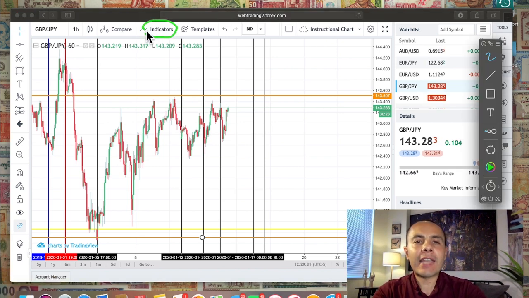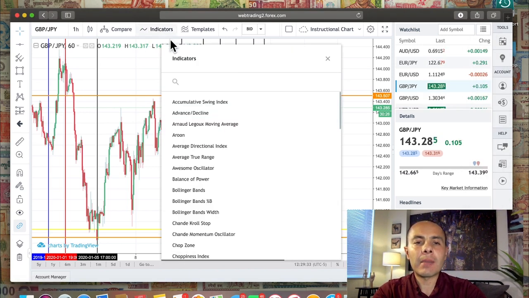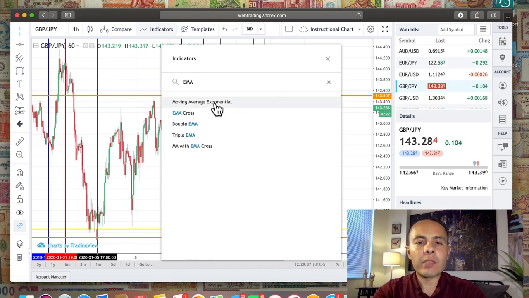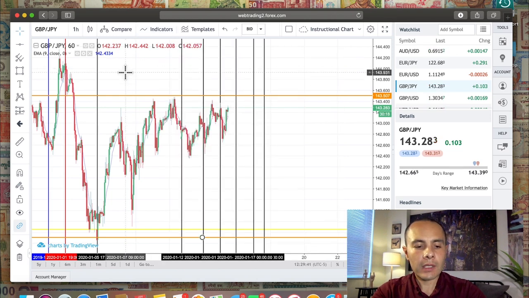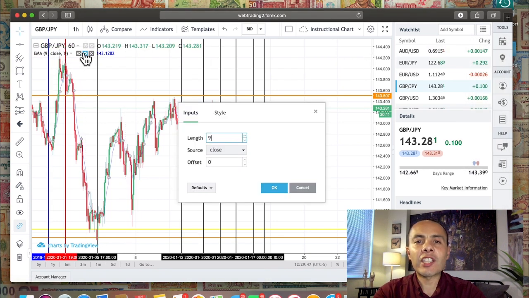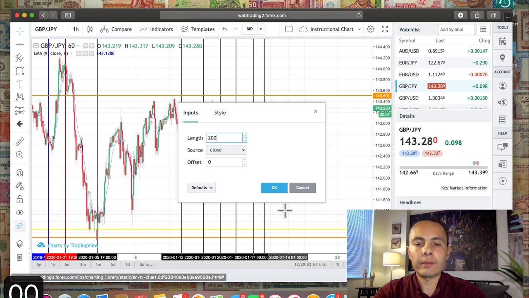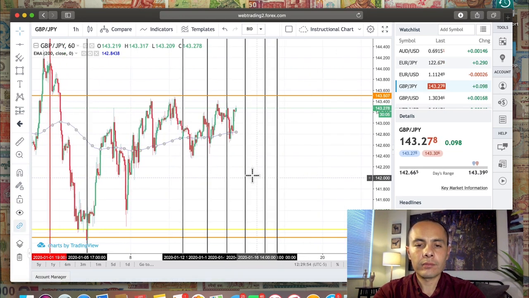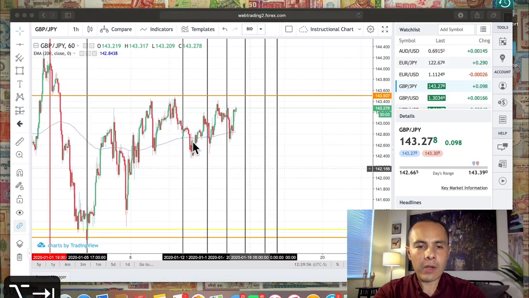Here where it says indicators, you will find your EMA. So type in the abbreviation EMA, and here it is, moving average exponential. Click on it. And now it's going to show right here on the top left of your chart. Next, you're going to change the settings to length of 200. Perfect.